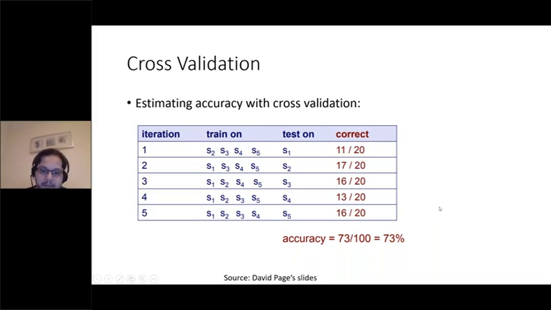Okay, so 11 comes out of the fact that there are 5 data sets. How did they get 11? So we have 100 samples, so 20 samples per test set. Here we had 11 correct and 9 incorrect. Same for all of these. So 11 correct, 9 not correct, 17 and 3, etc. So those are the results of each model, the 5 models.